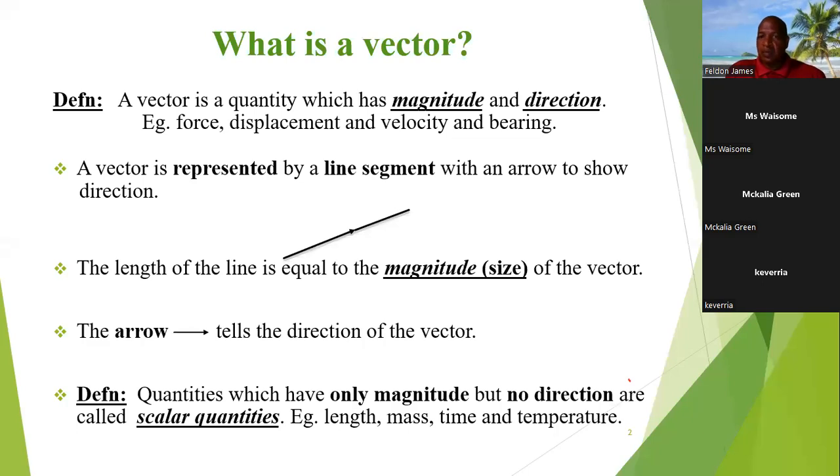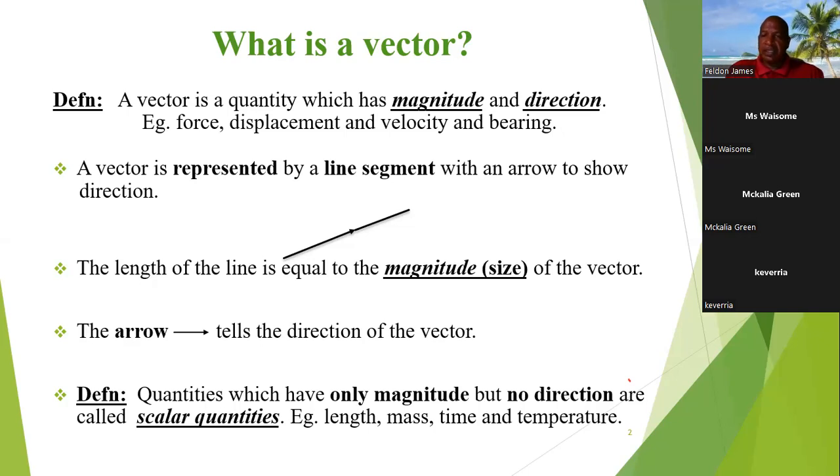How do we tell which direction the vector is going in? On the line, we put an arrow to indicate the direction of the vector. Is that clear? So all we are doing is using a line segment to represent a vector, with an arrow on it to show what direction it is going. The longer the line is, the bigger the size of that vector quantity.